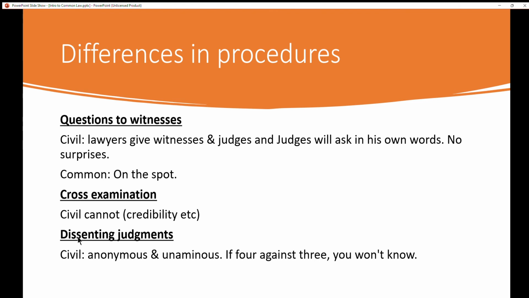Whereas in common law, let's say 3 versus 4, you know what the 3 judges are thinking. Even if everybody agrees, they may have different reasons, and in common law you will see their reasonings most of the time. So which is better?